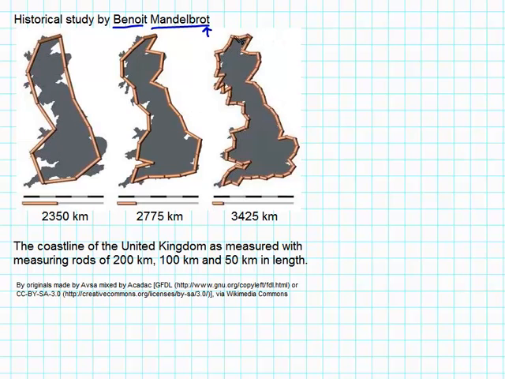So if you're looking at this coastline, in this case, we're using 200 kilometers here. And so you just basically find points on the coastline that are 200 kilometers apart. What you come up with is one distance. If you cut the length of your measuring stick in half, you don't simply get twice as many. You get more than twice as many. And so the overall length comes out greater.